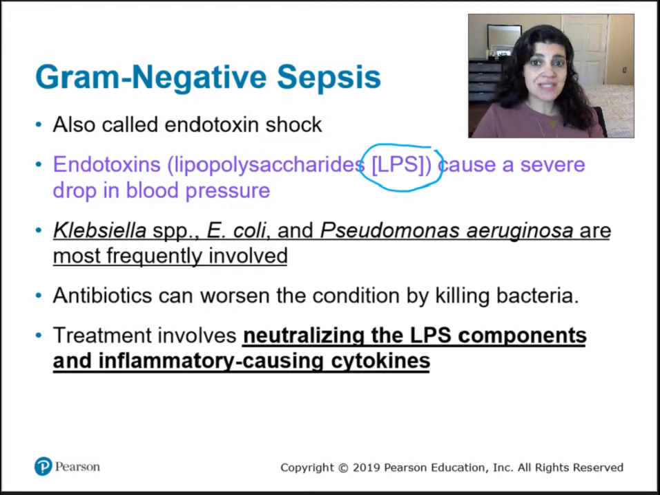First, which agents are related to gram-negative sepsis? Klebsiella, E. coli, Pseudomonas. These are the most frequent. Okay, remember Klebsiella and E. coli are Enterobacteriaceae. So they can be involved in that process.